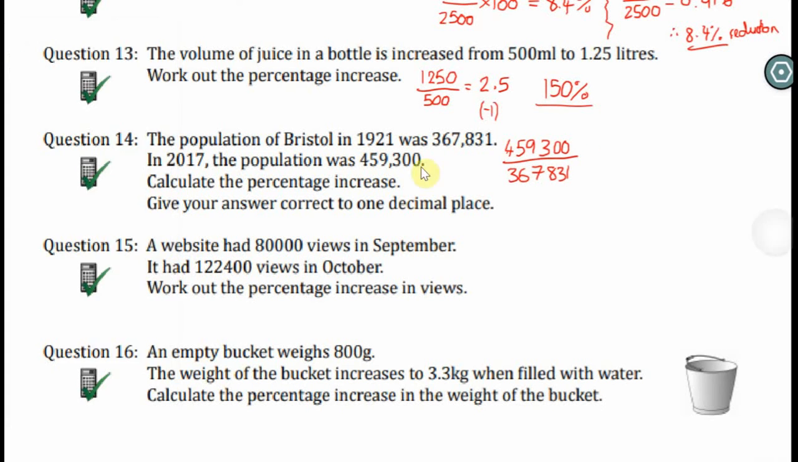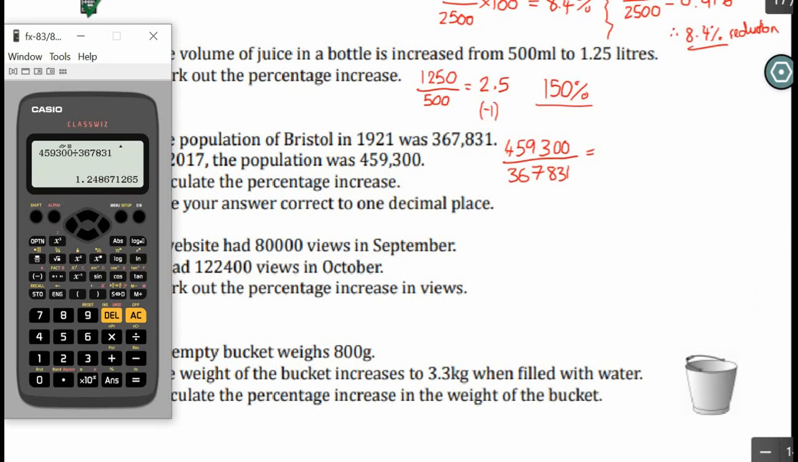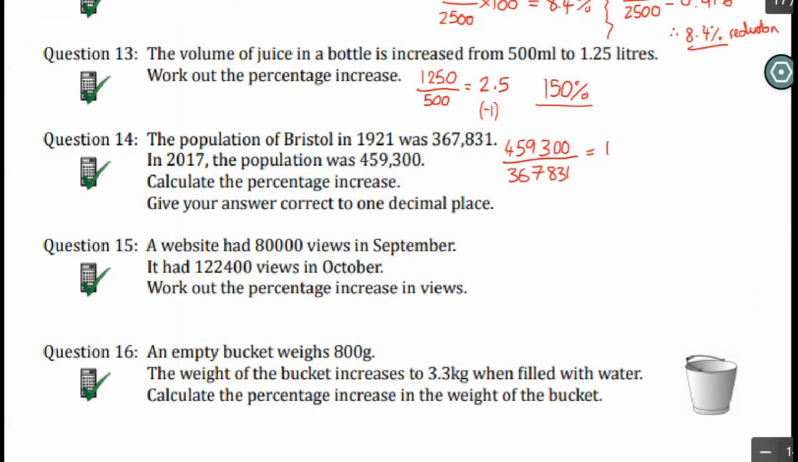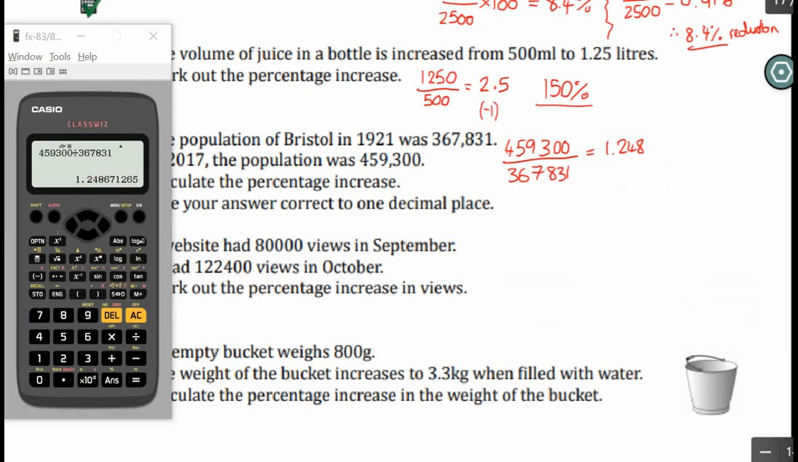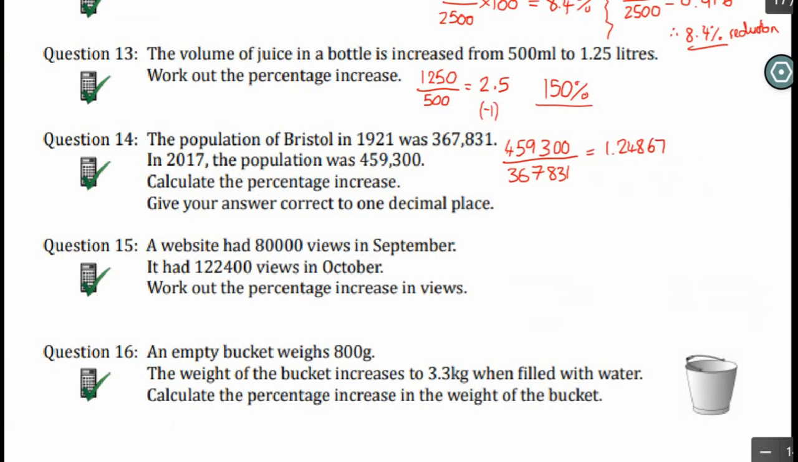Okay, and that gives us quite a horrible one this time, 1.24867. Alright, and this would be a 24 point, and if we consider what that next digit should be, it should be a 9. So 24.9% increase.